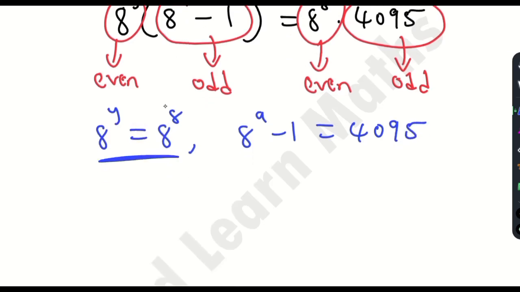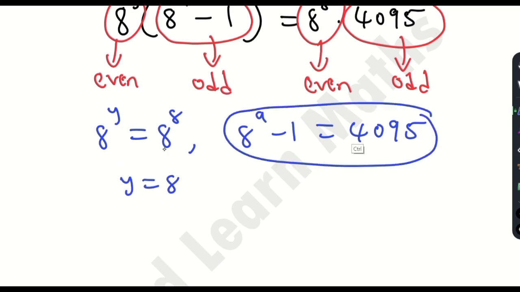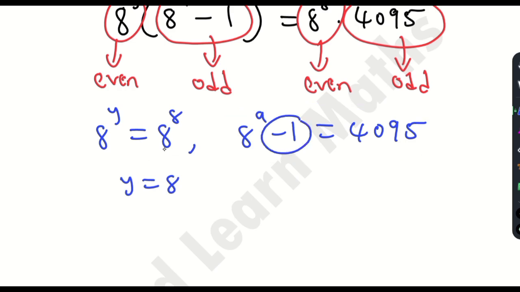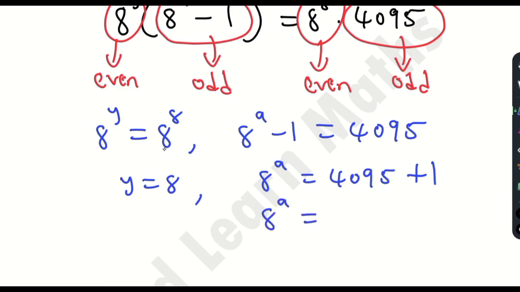They have a common base. I'm going to equate the exponent. So it means that y is equal to 8. What about what we have on this side? If you transpose minus 1 to the right-hand side, you are going to have 4095 plus 1. And if you add 4095 plus 1, you are going to get 4096.